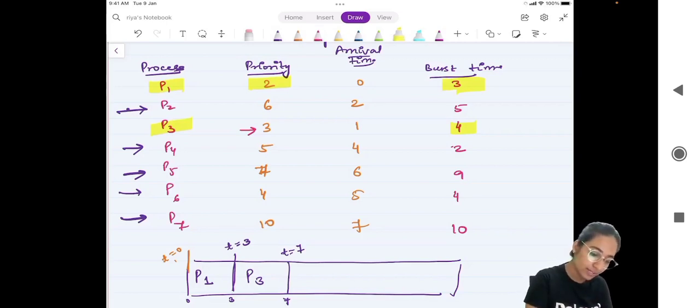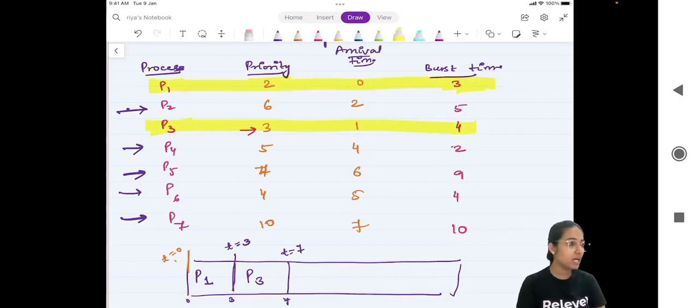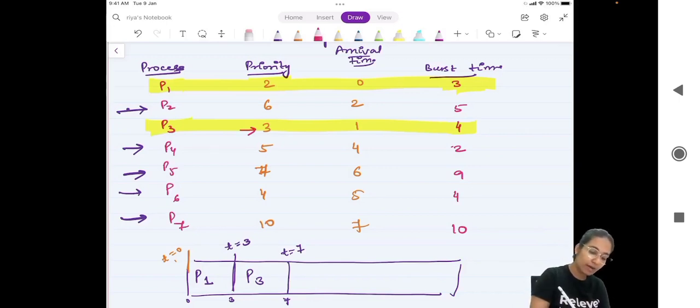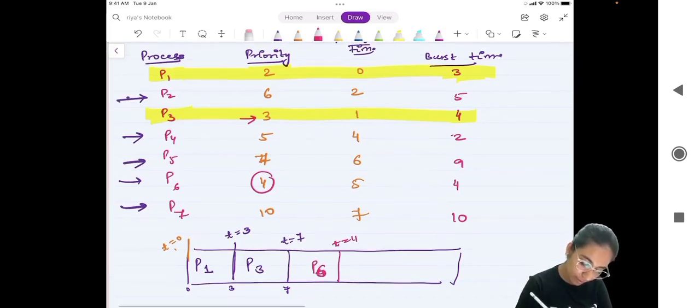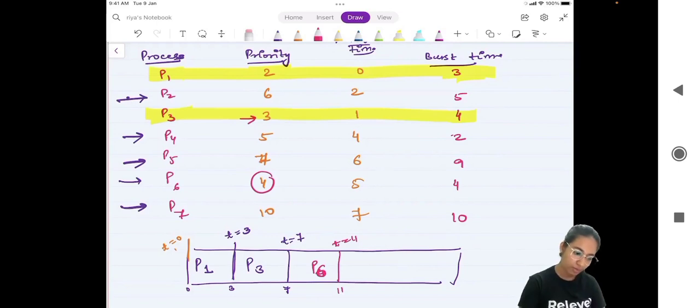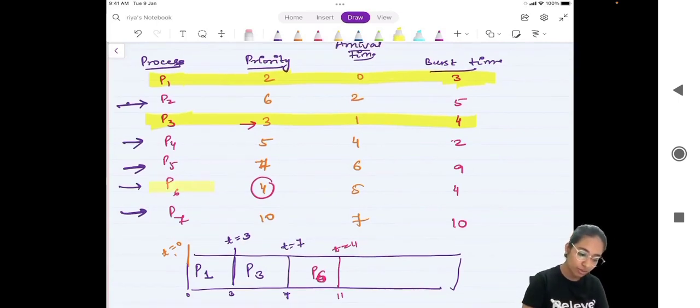Okay, and this is basically already done. Out of the left processes, the process P6 over here is basically the one which has the highest priority, 4. So P6 will get executed, and at t equal to 11, P6 will be done with the burst time of 4. Okay, so this is also done.